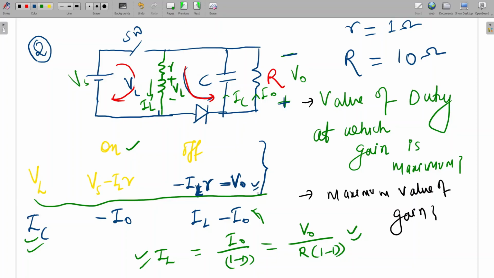This is clear, or should I write the KVL here? See, we can write the KVL in this loop. From here I will start: it will be minus IL into small r, here plus VL. No, here it will be plus IL into r, plus VL, plus V naught. This should be equal to 0. So what will be VL? VL will be minus IL r minus V naught. Is it clear? Yes, sir.